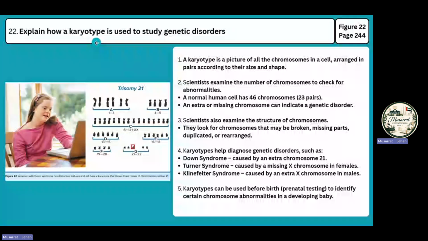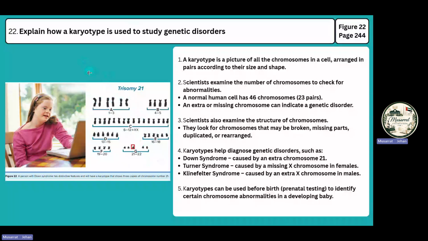So this is a karyotype. A karyotype is a picture in which we see all the chromosomes in a cell, and they are arranged in pairs, according to their size. The bigger ones are first, and then the smaller ones are last. Then scientists examine the number of chromosomes and check for abnormalities.